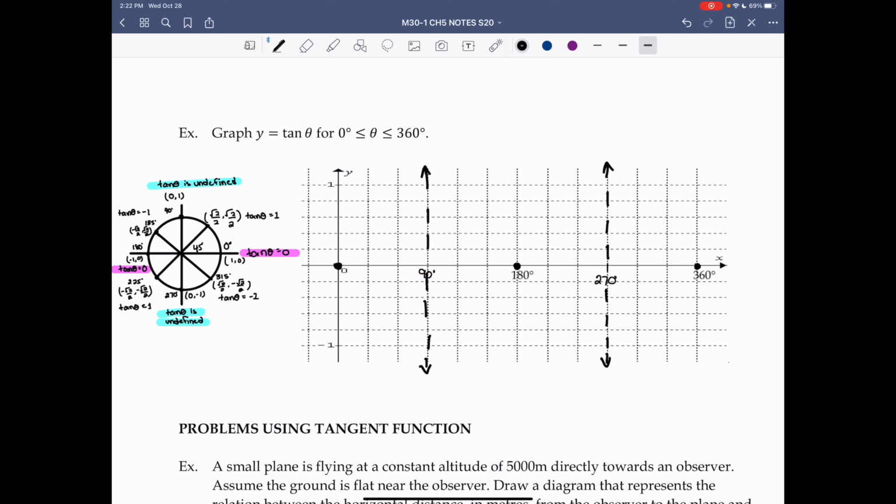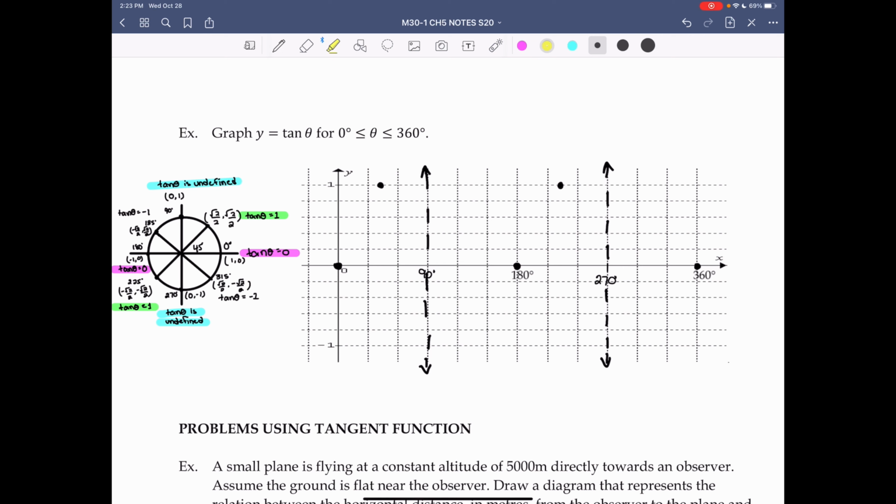Then let's plot the points where tan theta equals positive 1, which are at 45 degrees and at 225 degrees. 45 degrees is halfway between 0 and 90, so it'll be right here, and positive 1 is up there. Then also at 225, so halfway between 180 and 270, go up to y equals 1.